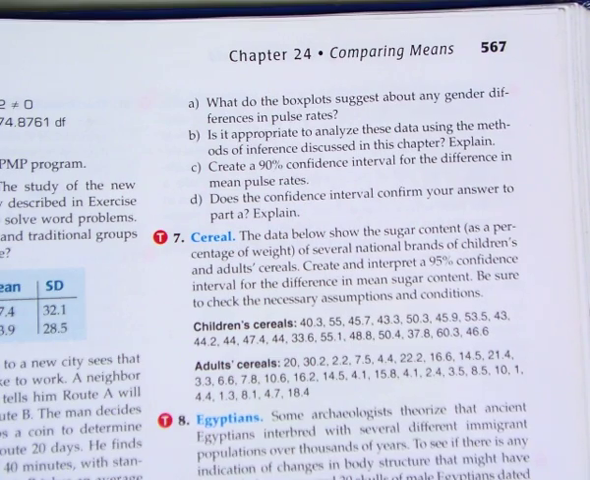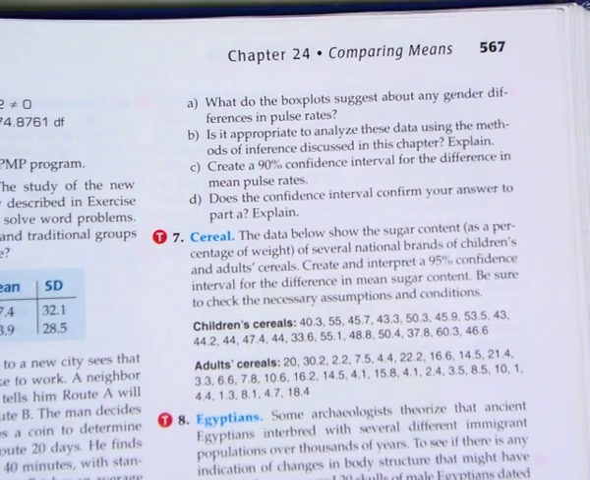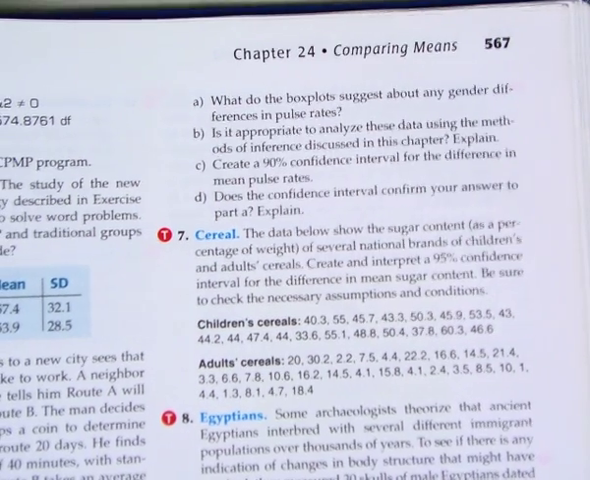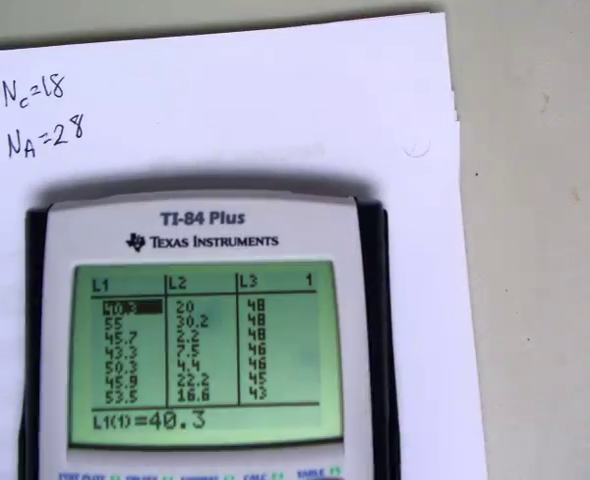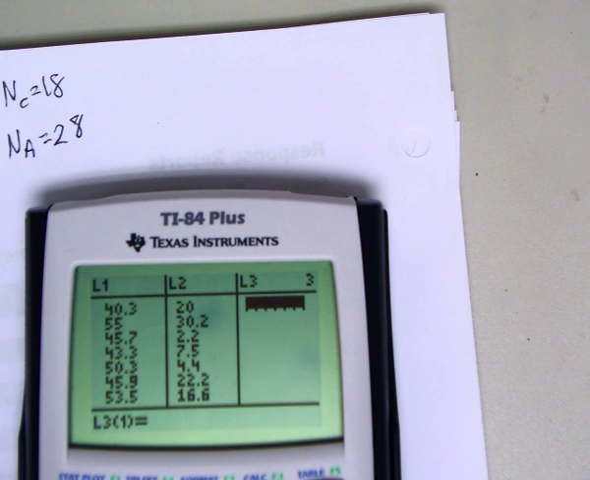Alright, so problem 7, we're looking at the sugar content of children's cereals versus adult cereals. We have to do a 95% confidence interval for the difference. So what you would do is put each of those into L1 and L2, and then what we need is the statistics.